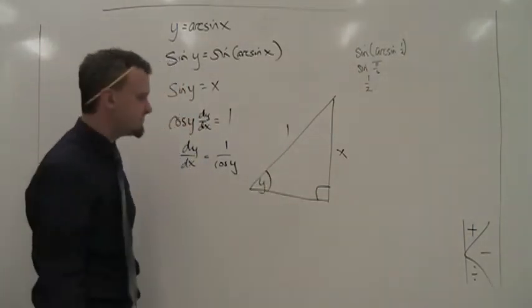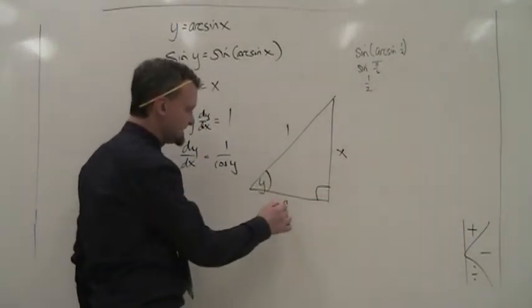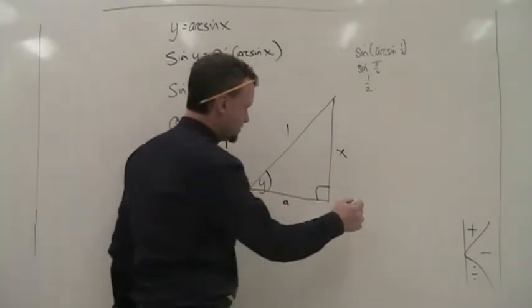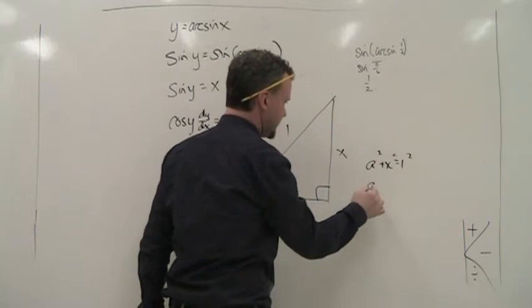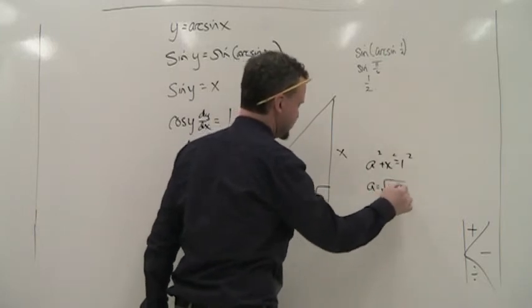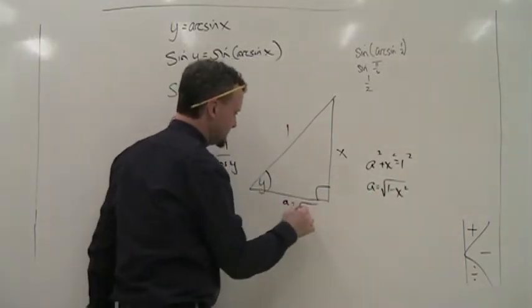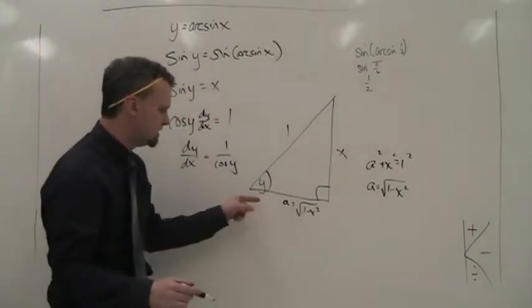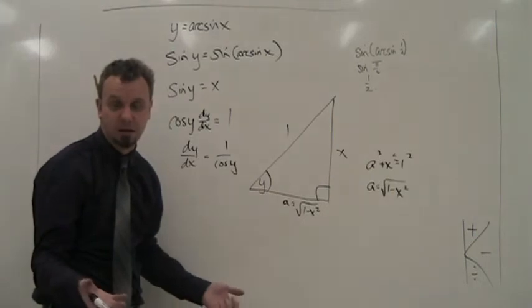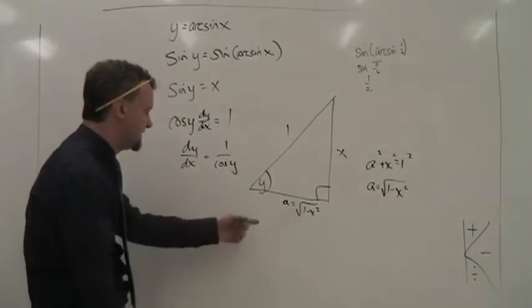So I can find this side pretty easy. I'll call it a. So to do that, we just have a squared plus x squared equals 1 squared. So a equals the square root of 1 minus x squared. Right? It has to be the positive branch, right, of radical 1 minus x squared. Because we're talking about a triangle, it's got positive measure. Okay? You can't talk about a negative here.